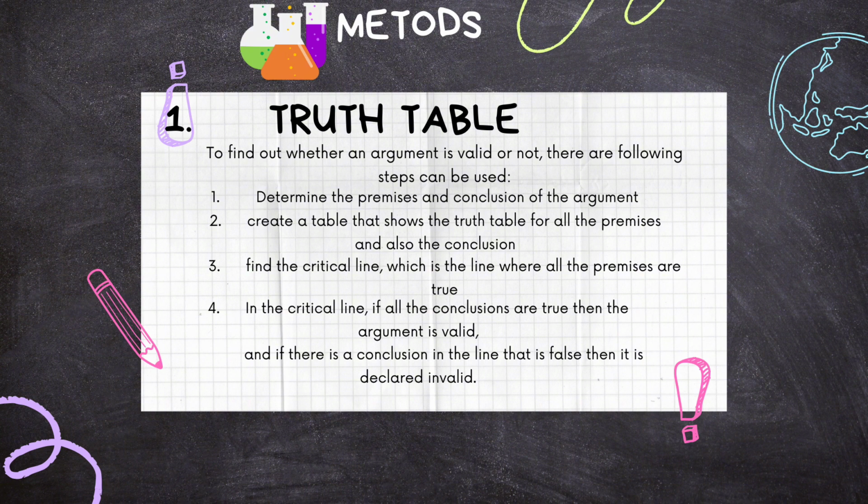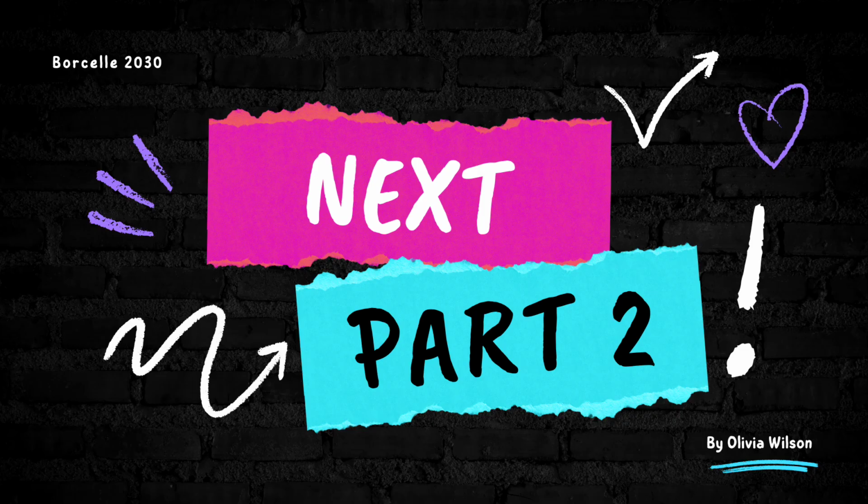Lastly, in the critical line, if all the conclusions are true, then the argument is valid. After we look at the premises from the truth table, we can see whether the conclusion is true or false. If all of them are true, then the argument is valid. So that you will understand better, we will discuss an example question in the next video.